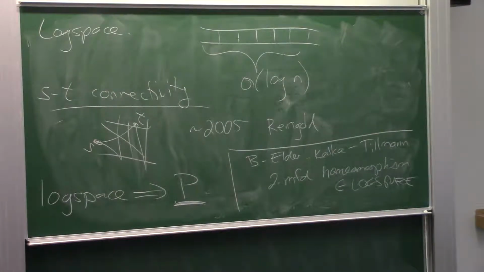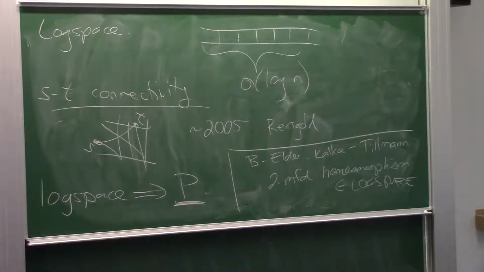Sorry, could you say ST connectivity again? I think I missed it. Input is a graph and two special vertices, and you have to tell me if they're connected. Yep. In log space, harder than it looks. I gave this to one of our Olympiad students once as a puzzle over dinner. He came back to me the next day and said that's really hard.